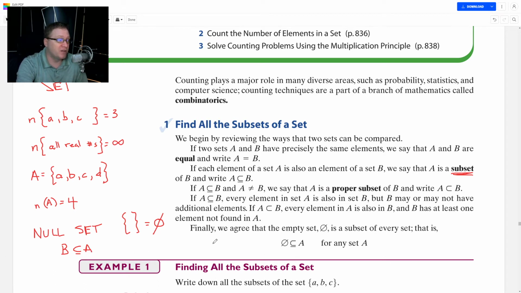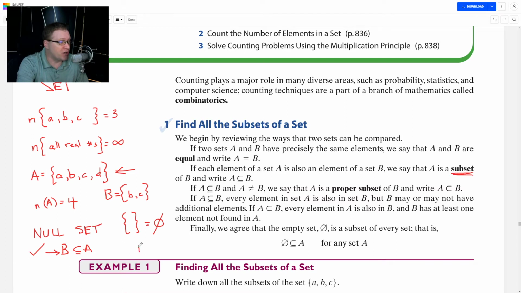So for example, if I said A was this, and then I say B is b and c, well then we know that this is true, right? B is a subset of A because all of the things that are in B, little b and little c, are also in A. Little b and little c are up here too. So that means B is a part of A. It's a subset of A.